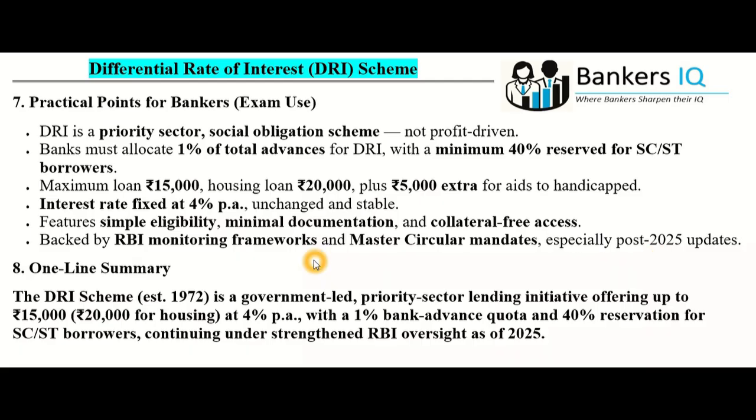Eighth point is one line summary. The DRI scheme, Differential rate of interest scheme established in 1972, is a government-led priority sector lending initiative offering up to 15,000 rupees for general purpose and 20,000 rupees for housing purpose at 4% per annum, with a 1% bank advance quota and 40% reservation for SC/ST borrowers, continuing under strengthened RBI oversight as of 2025.